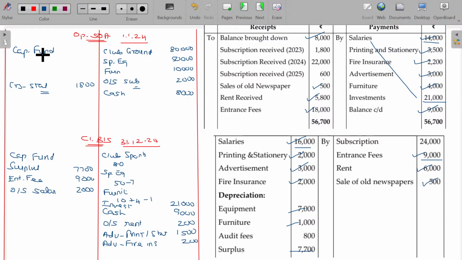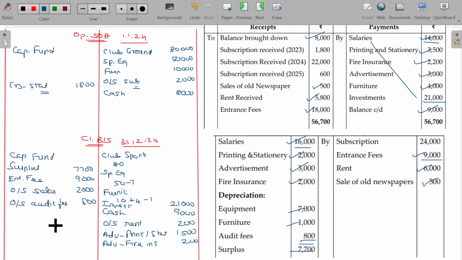One unticked item is there. What's that? 800 rupees. What does it mean? Maybe outstanding. Debited, but there is no payment. Means outstanding. Outstanding audit fee. Outstanding audit fee, value being 800.